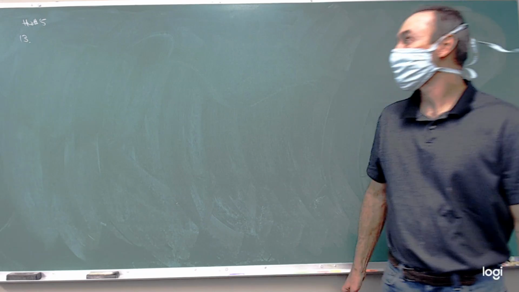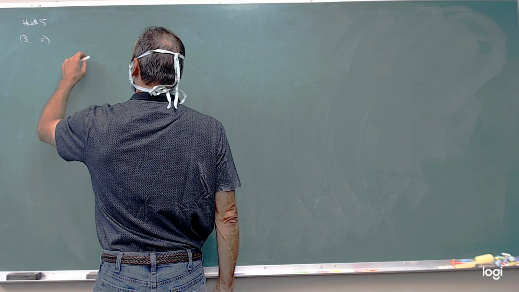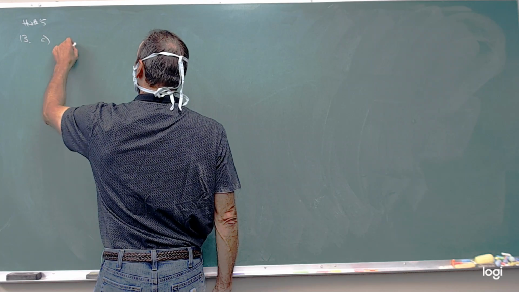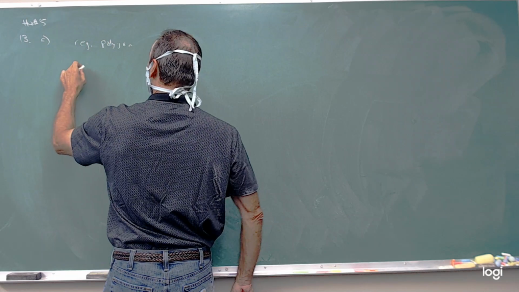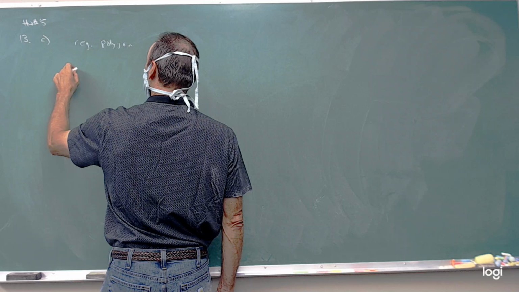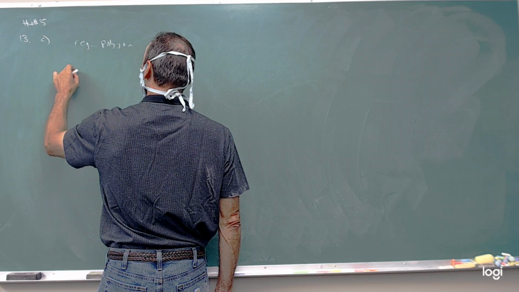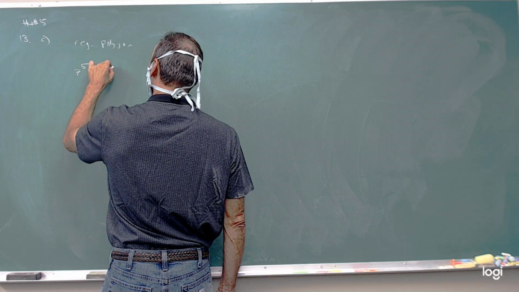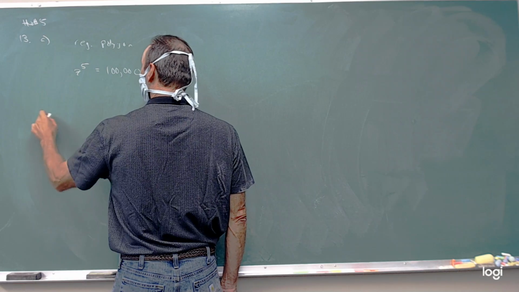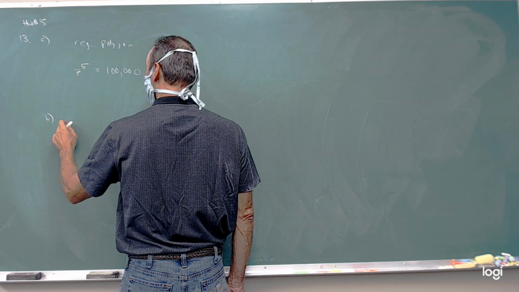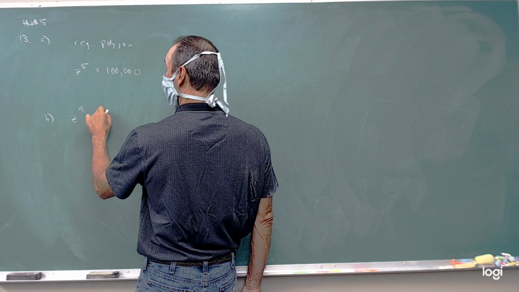Nice. Okay, so 13A says visual thinking, describe the regular polygon whose vertices are roots of the equation z to the fifth equals 100,000. And then part B says describe the regular polygon whose vertices are roots of the equation z to the ninth equals -1.